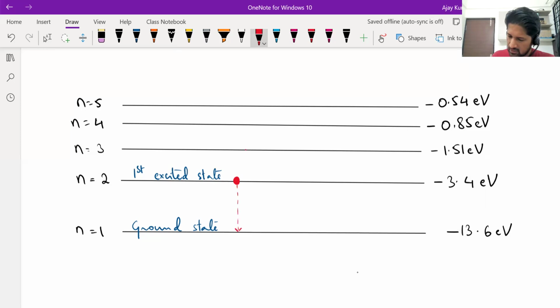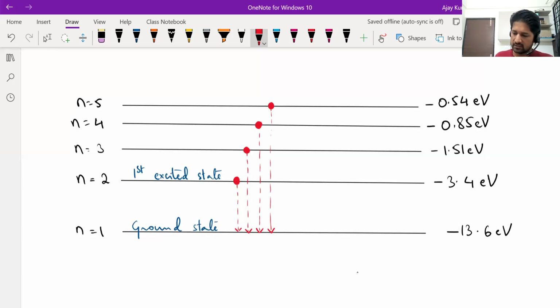Suppose there's an electron in n equal to 3, second excited state. It could also lose energy and jump all the way directly down to the first orbit. An electron in n equal to 4 also could lose energy and jump all the way to the first orbit, and so on. So an electron in any of the higher orbits can lose energy and end up in the ground state directly.